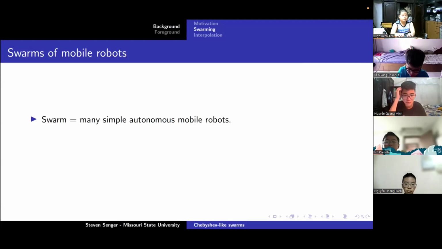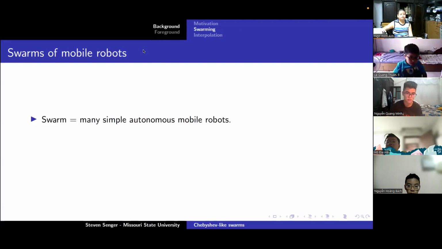Now, these other words, many simple autonomous mobile robots. When I say many, with a swarm, I'm typically thinking about not just 3 or 4, but maybe dozens or even hundreds of these robots. And if I have so many robots, it's probably going to be pretty expensive for me to have all of them being super complex and super complicated and super expensive, right? So we typically want many simple autonomous robots.